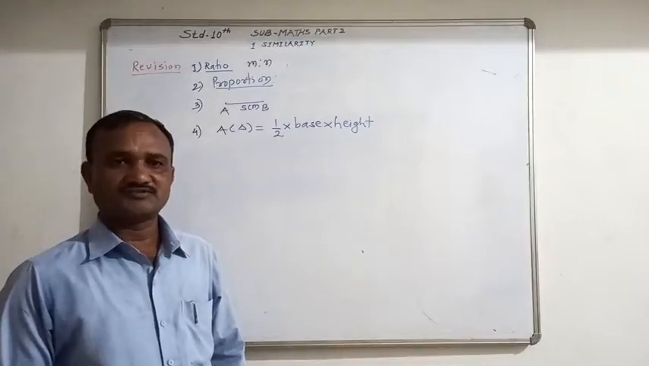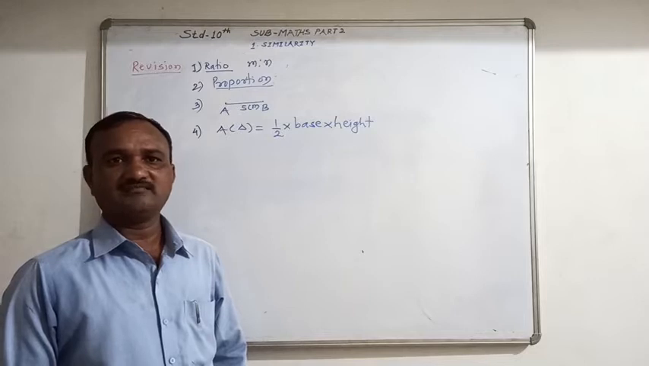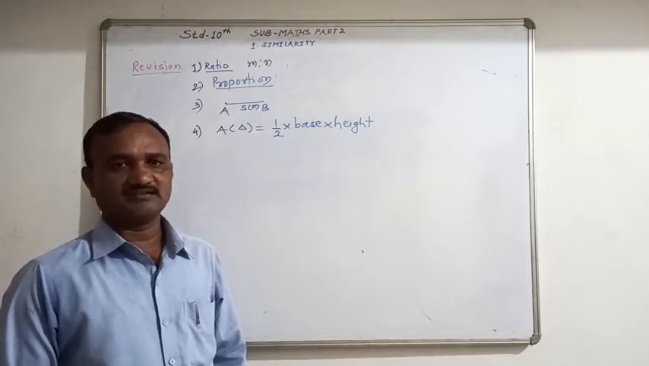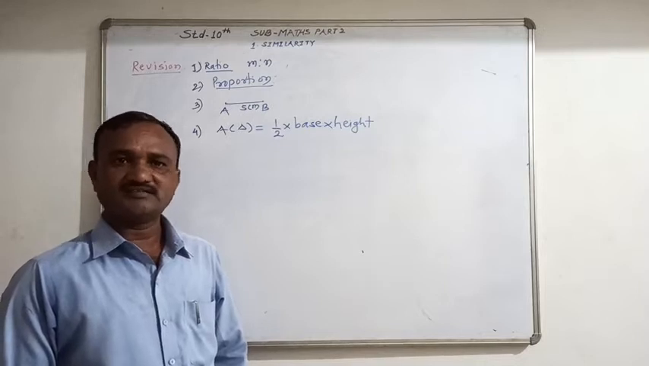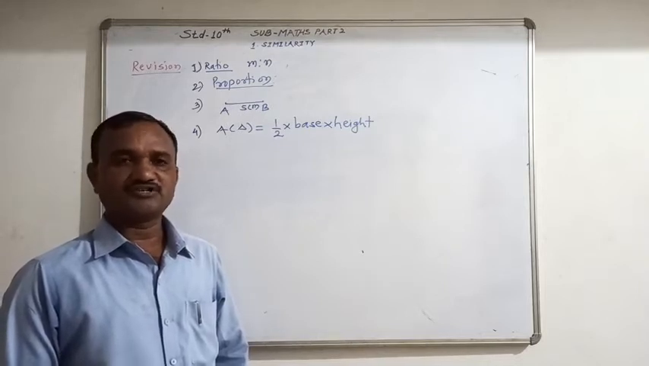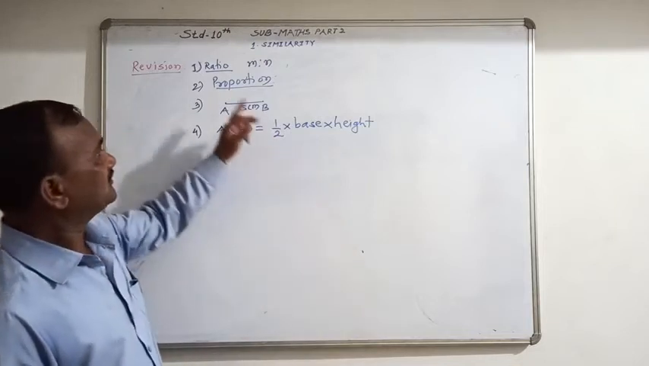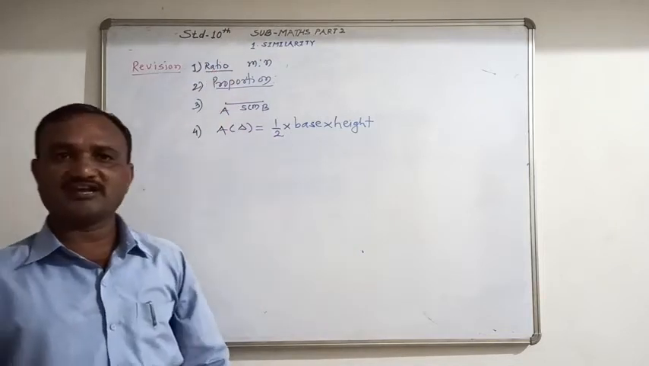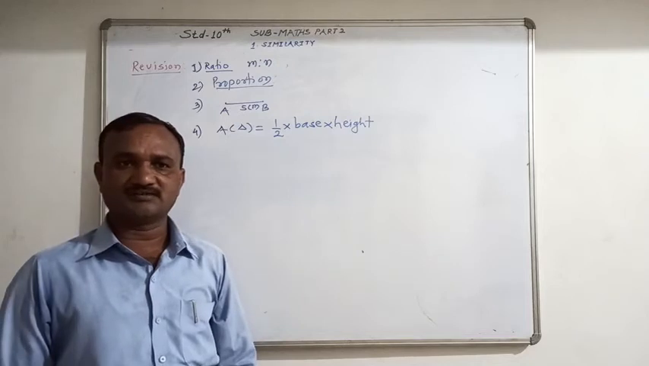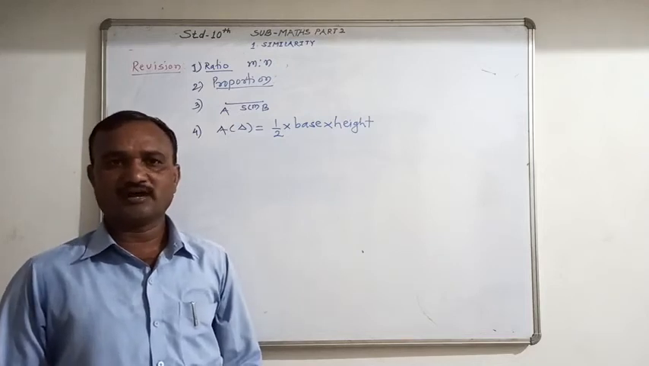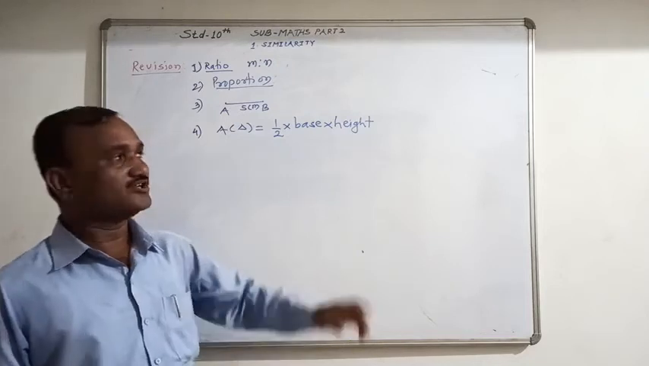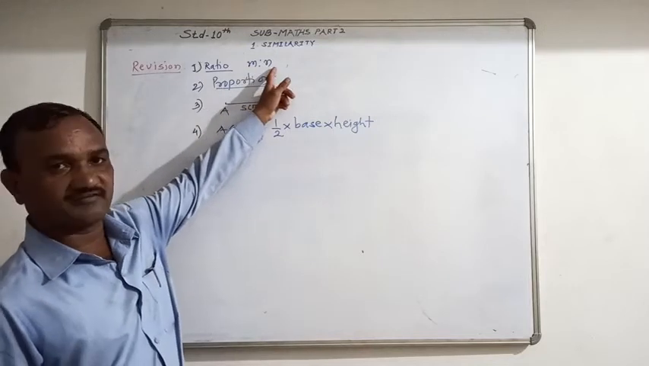Namaskar all students. Today we are going to learn 10th Mathematics Part 2, Chapter number 1, Similarity. For that we revise some terms which are studied in the 8th or 9th standard also. First one, ratio. Suppose A and P are any two numbers. They are in the ratio m upon n, which is also written as m as to n.